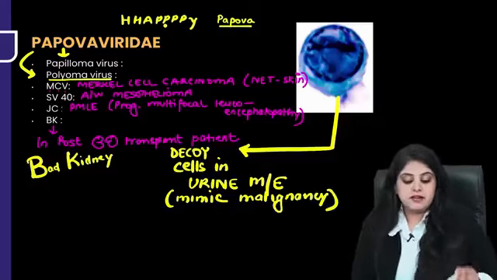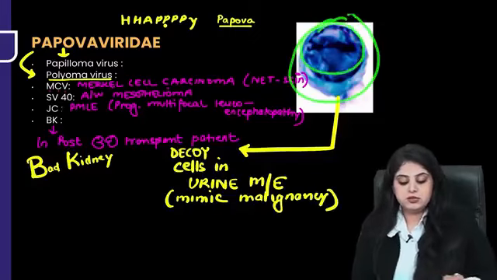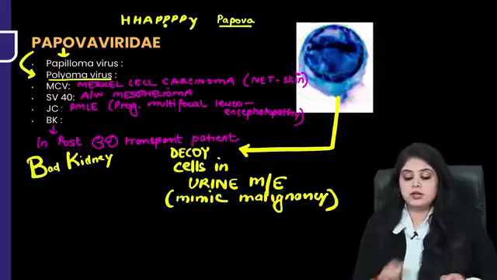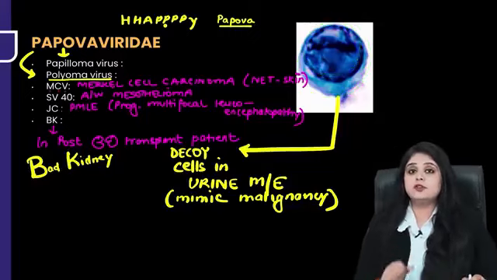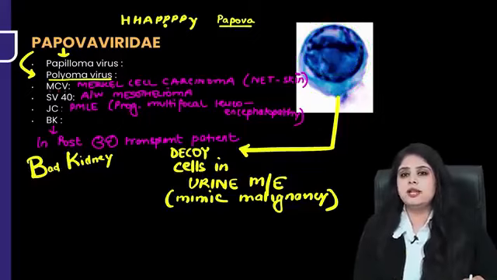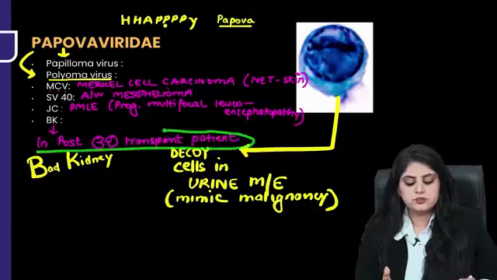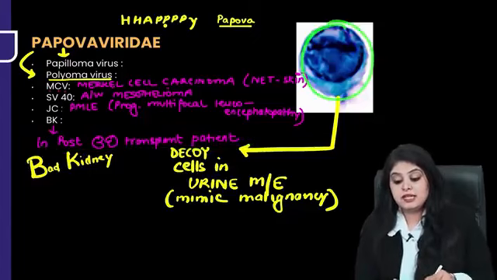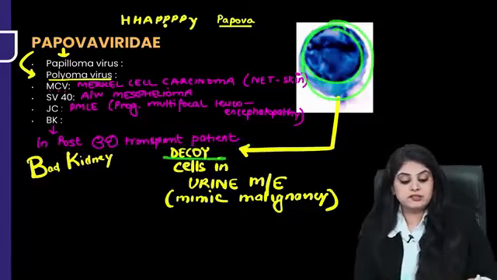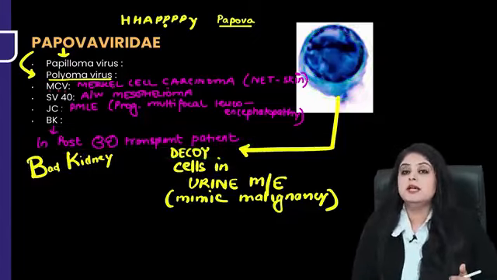Please note, if I start seeing these cells in the urine, I am a pathologist or a microbiologist, and I start seeing these cells in someone's urine, I'll say, oh, this patient has cancer of the kidney or cancer of the urinary bladder. And then I'll call the clinician, does your patient have urinary bladder cancer? And he says, no, my patient just underwent a kidney transplant. And I'll be like, oh, now I get it. It is not a cancer. These are mimicking cancer cells. These are actually the decoy cells. Maybe the patient has been infected with BK virus.